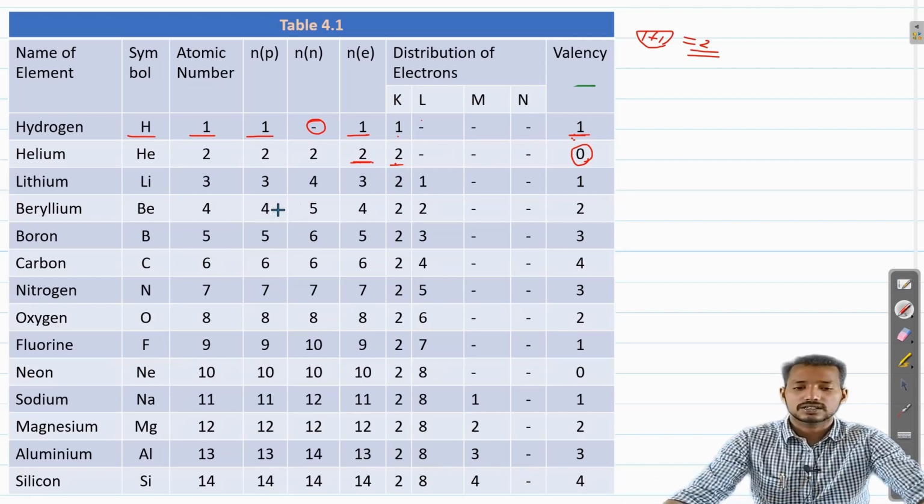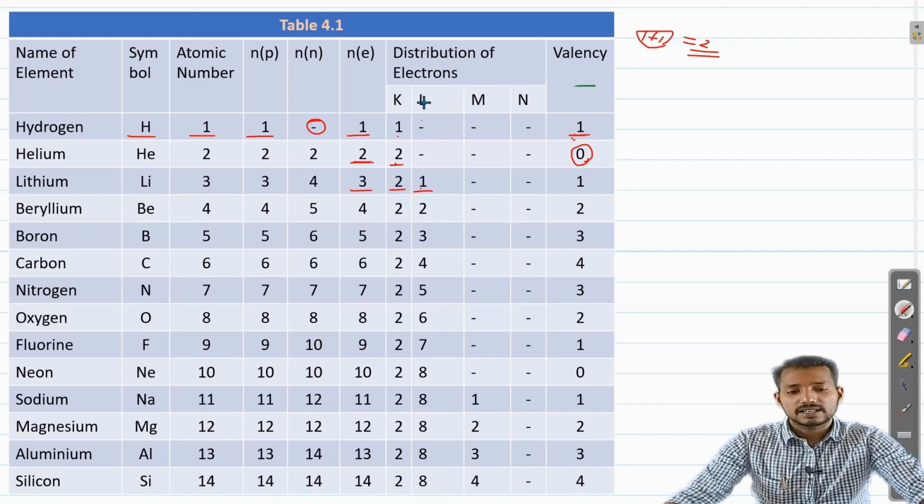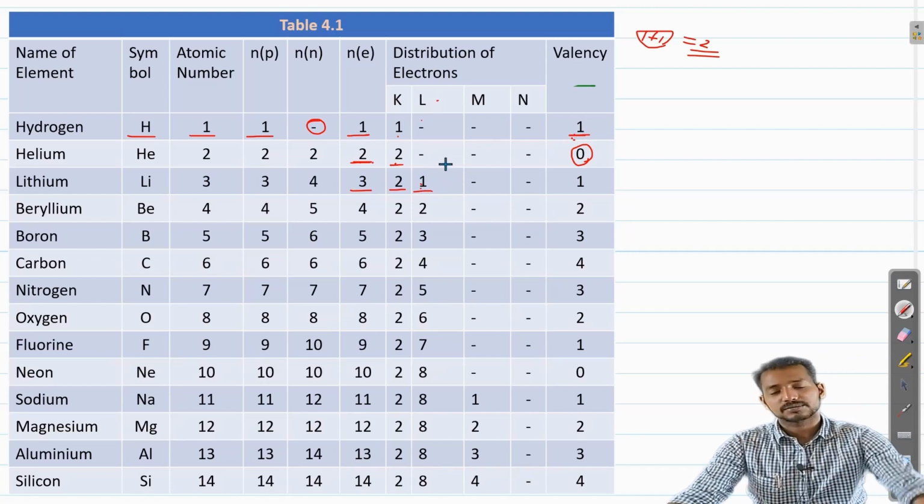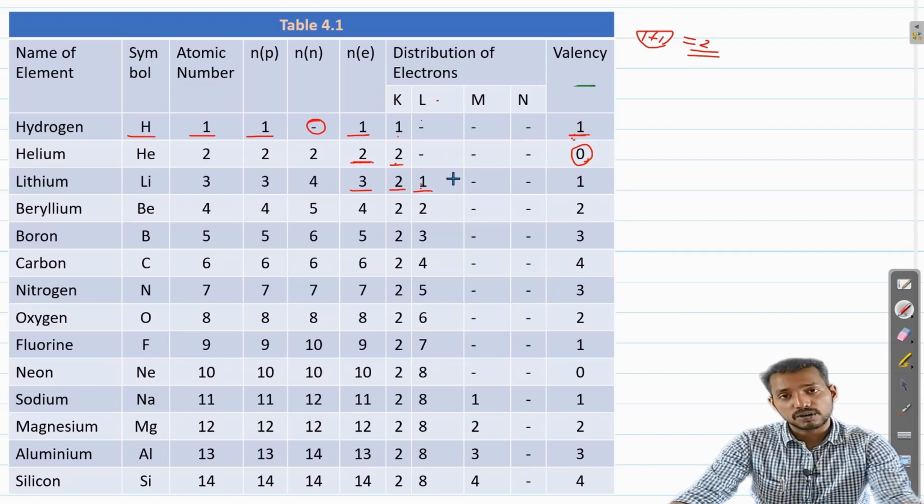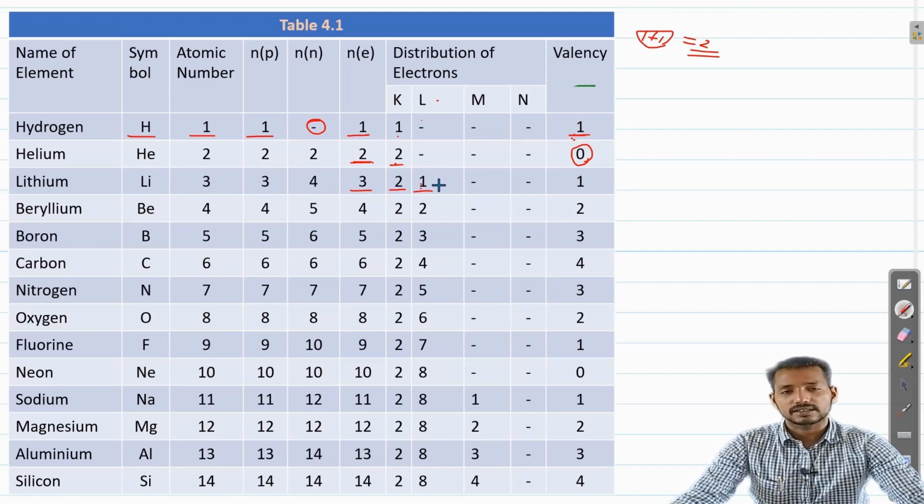Already it is stabilized. And in the case of lithium, there are 3 electrons. Those 3 electrons are distributed as 2 electrons in the K shell and 1 electron in the L shell. So there are 2 possibilities. The L shell can be made into 8, so to make the L shell 8, 7 more electrons should be added. Am I right? 7 more electrons should be added.